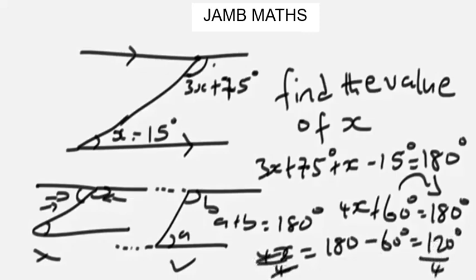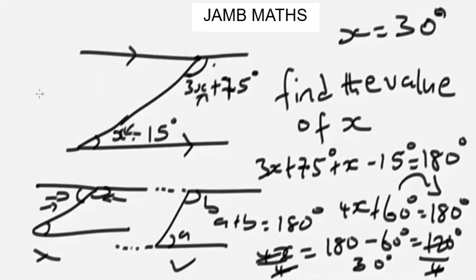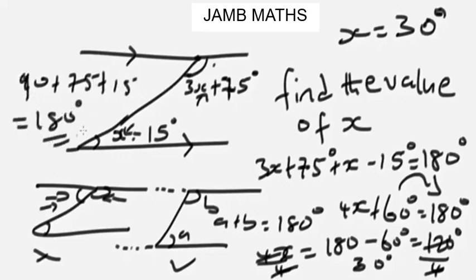Okay, 4 into 120. We're going to have it to be what? 30 degrees. So that means the value of x will be 30 degrees. All right, so we plug in 30 here and here and do the math. 30 times 3 is 90, plus 75, plus now we have 30 minus 15, that's 15. So when you add everything, 90 plus 75 plus 15, you get back to 180 degrees. So that will be the answer to this question. So this is basically how you can deal with problems involving parallel lines for the maths exam under geometry.